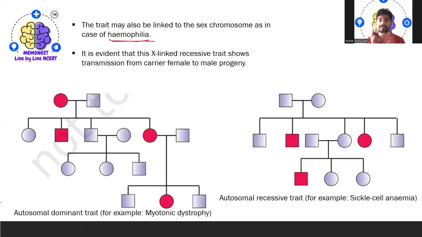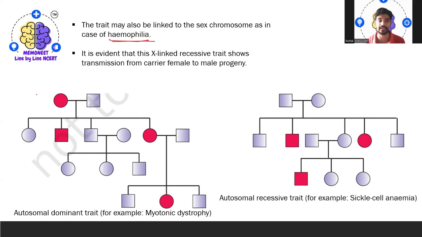And this is a chart of a pedigree showing an autosomal dominant trait and an autosomal recessive trait. So in an autosomal dominant trait, what happens? Any one parent's trait is going to carry over to their offspring. Whereas in an autosomal recessive trait, both the parents' traits are going to be transmitted to their offspring. Okay. So this is a simple observation that we can make regarding this.